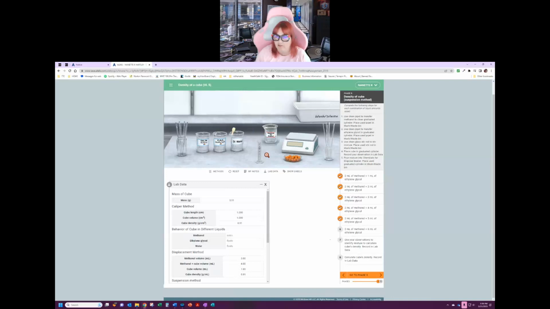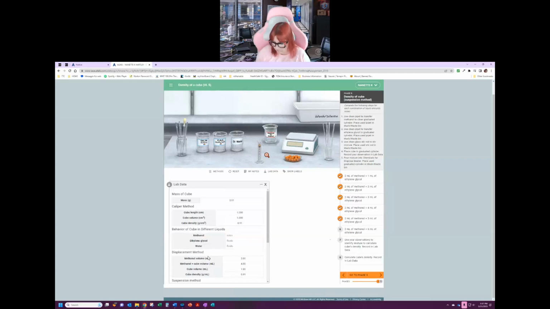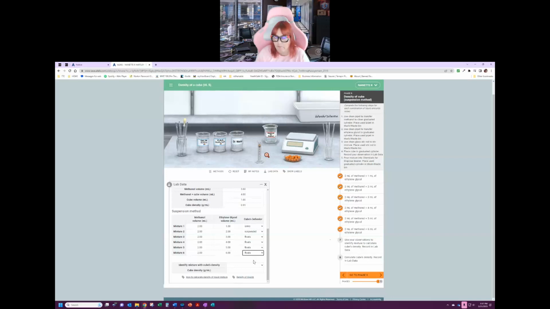4, 5, 6. Stir. And it still floats. Okay. Awesome. So now we go there. We get rid of that. Use your observations to identify the mixture to calculate the cube's density and record in lab data. Well, the one where it's suspended is the one that I want to use. So I'm going to be using mixture 2.